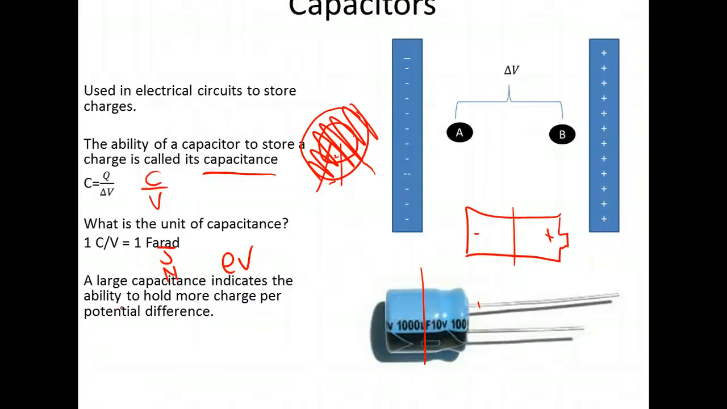Generally speaking, normal capacitors that we use are in microfarads or nanofarads, right? And just like our charges, because we're dealing with small amounts, typically.